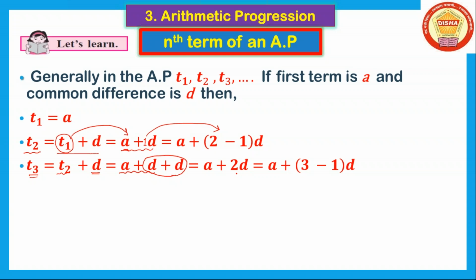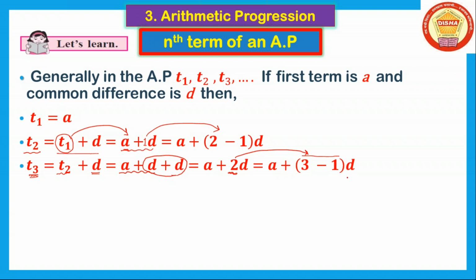Okay, then we find the relation of these two with respect to 3. How we get 2? Means we subtract here 1 from that third term. So instead of 2 I am taking here, that is 3 minus 1. Means we take A as it is, A plus 3 minus 1 bracket D. Okay, means T3 is equal to A plus 3 minus 1 into D.